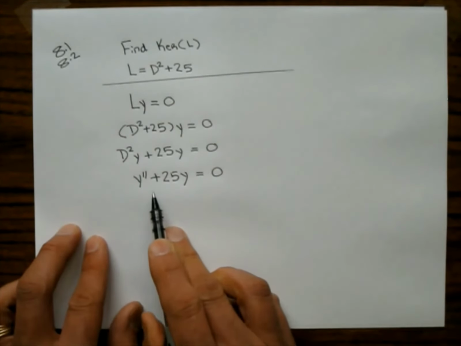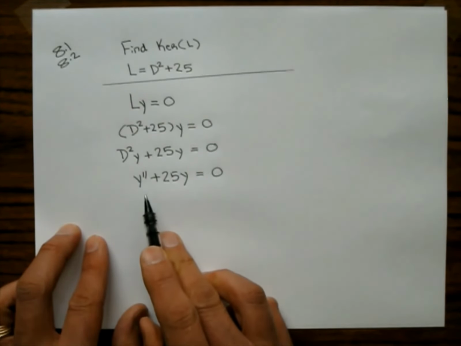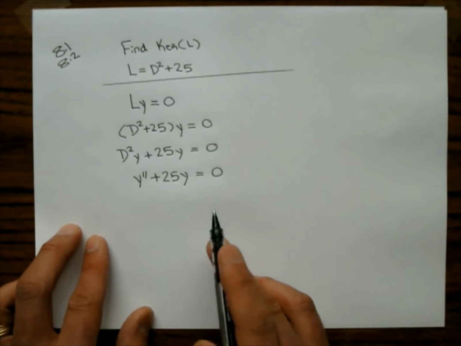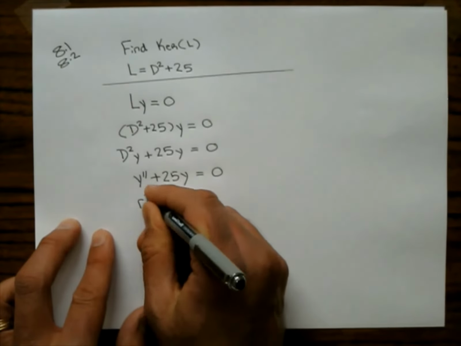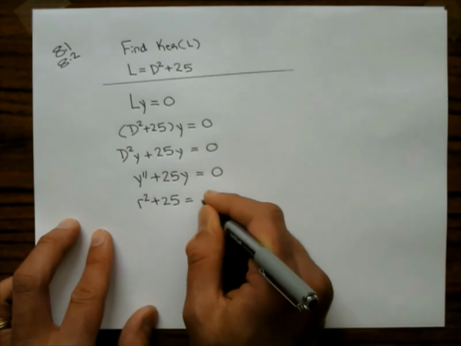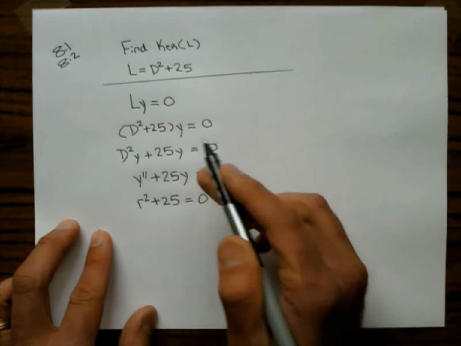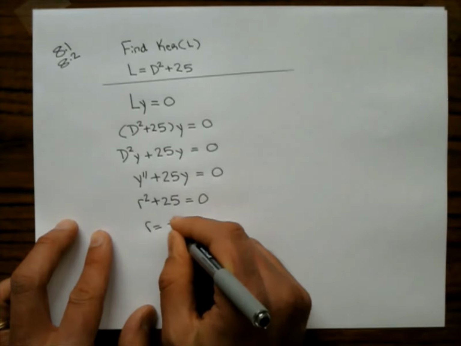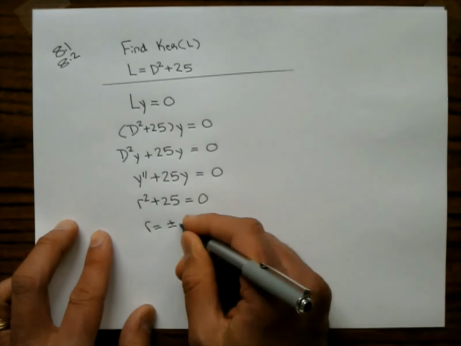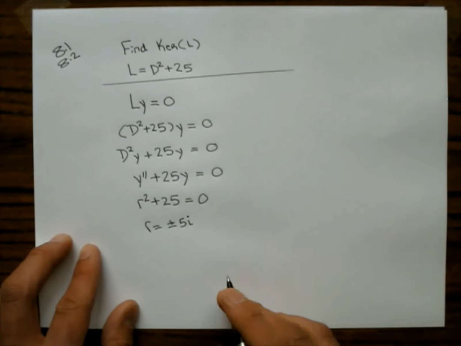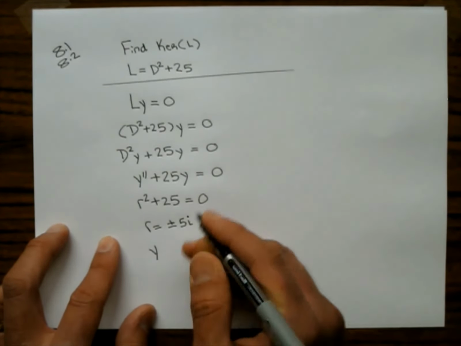And so what we got is a second order differential equation, constant coefficient, homogeneous, which we now know how to solve. We would write the auxiliary equation, r squared plus 25 equals 0, which kind of reminds you of the D squared plus 25. You'd find the solution, r equals plus or minus 5i, and you would write out the solution to the differential equation here.